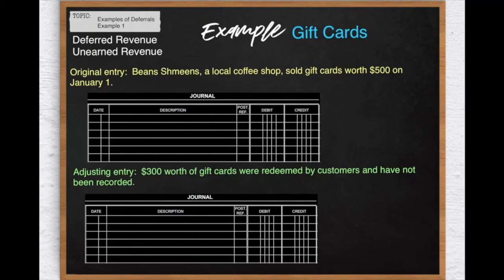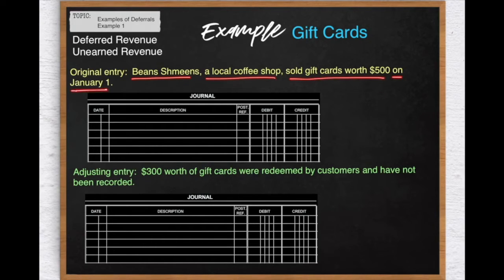Now we're going to go over examples of each type of adjustment. So example number one is an example of a deferral. A deferral is also referred to as a deferred revenue or unearned revenue. This example, more specifically, is about gift cards. So remember, you're the business and you're issuing gift cards. So remember, a deferral has an original entry. And in this case, here's our example.